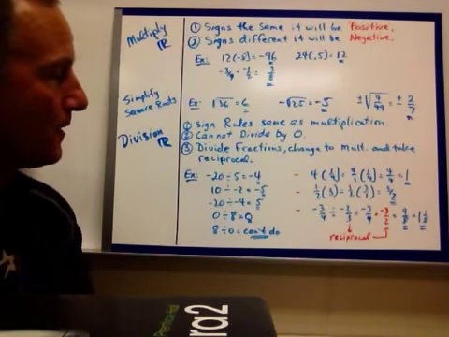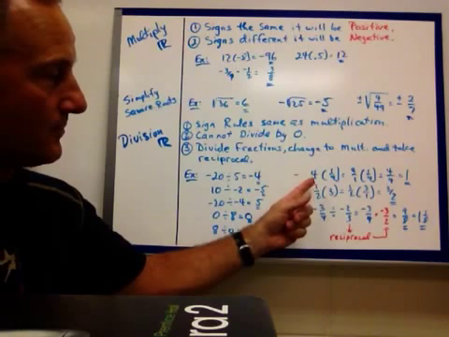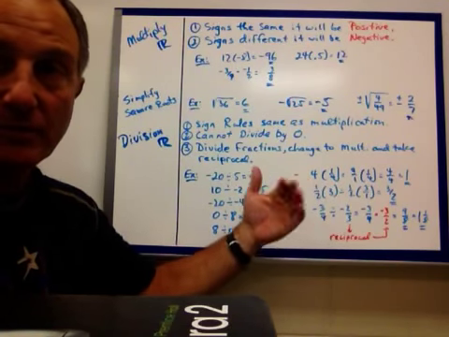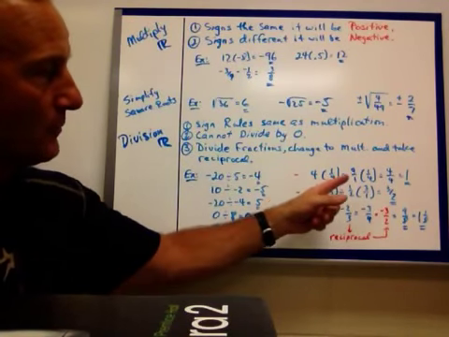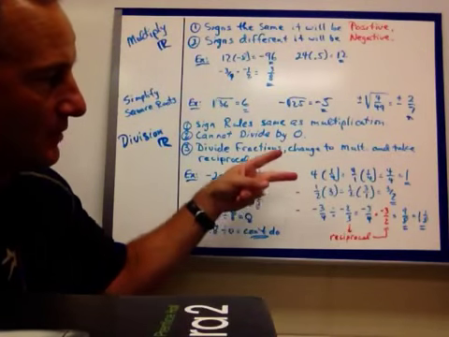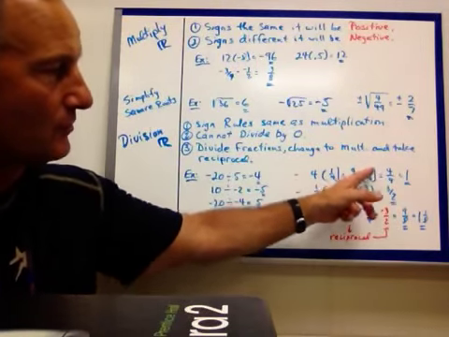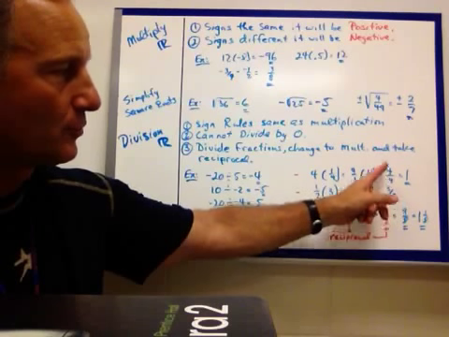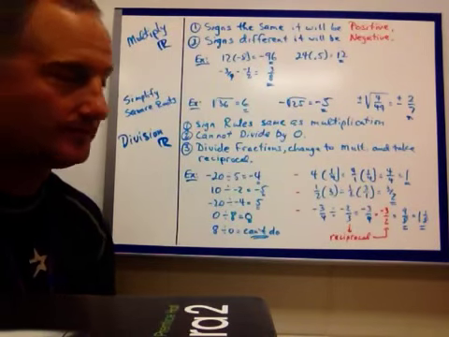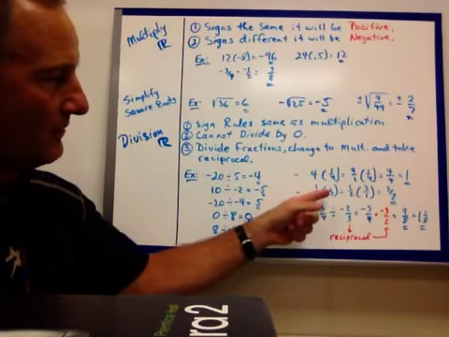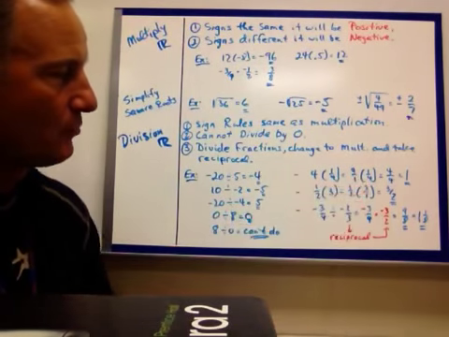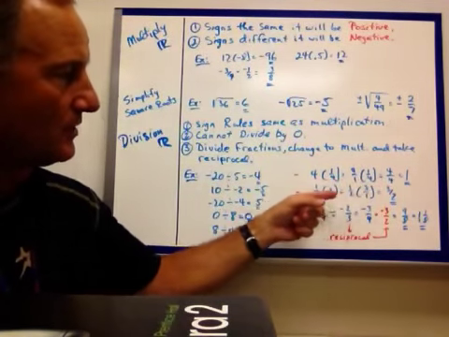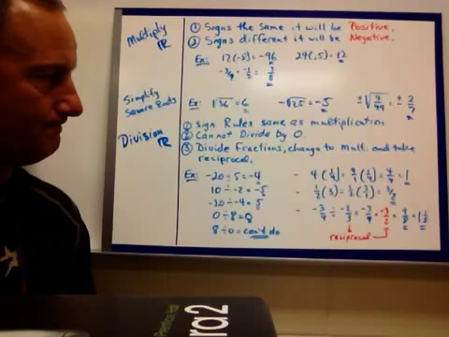If we start mixing in some fractions, remember any one of these integers can be written over 1. So 4 can be written as 4 over 1. And we just multiply straight across. 4 times 1 is 4, 1 times 4 is 4, 4 over 4 simplifies to 1. 1/2 times 3, I can write the 3 as 3 over 1. 1 times 3 is 3, 2 times 1 is 2.